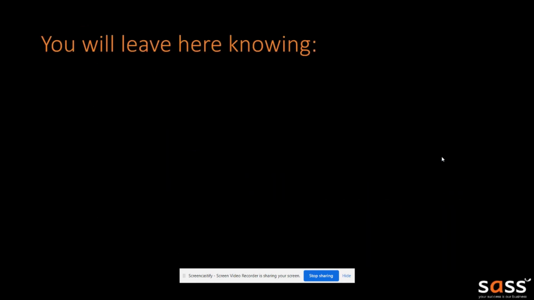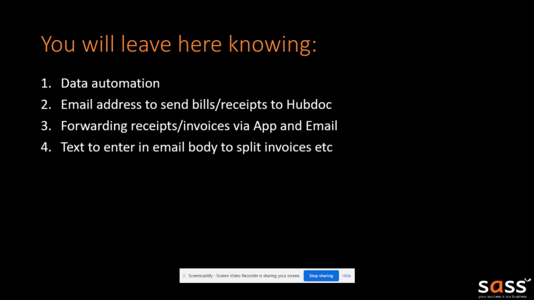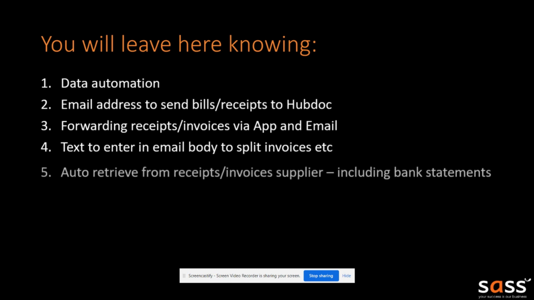The topics we will be covering are data automation and what this means, and how to set up the email address to send bills and receipts to Hubdoc. We will be showing you how you can upload invoices and receipts to Hubdoc via email and also the phone app. We'll go over how you can add text to your email, enabling you to send multiple pages or multiple invoices to Hubdoc, and in turn telling Hubdoc how to treat these invoices.